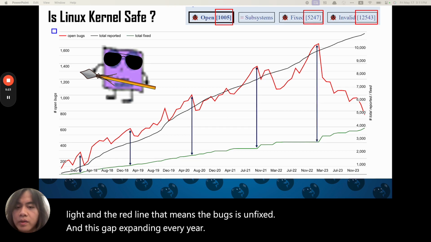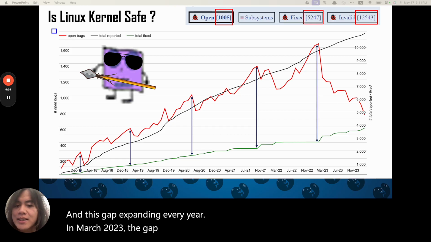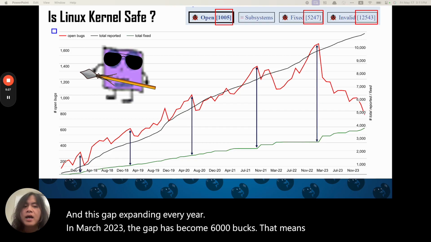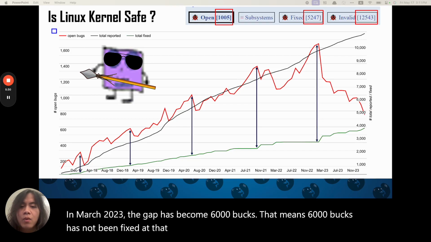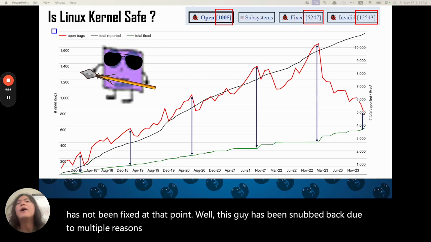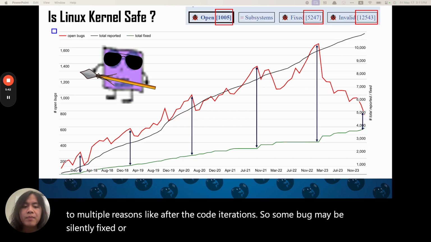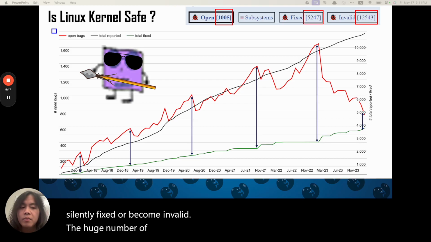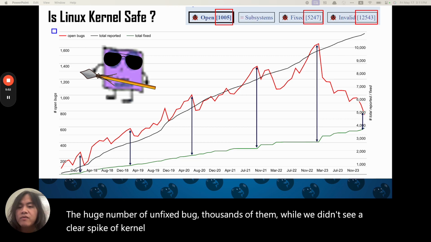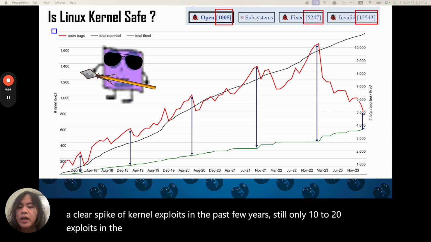In March 2023, the gap had become 6,000 bugs. That means 6,000 bugs had not been fixed at that point. This gap has since shrunk for multiple reasons, like after code iterations, some bugs may be silently fixed or become invalid. Despite the huge number of unfixed bugs, thousands of them, we didn't see a clear spike of kernel exploits in the past few years. There are still only 10 to 20 exploits every year.